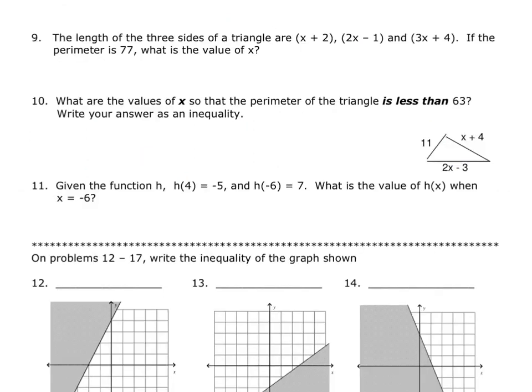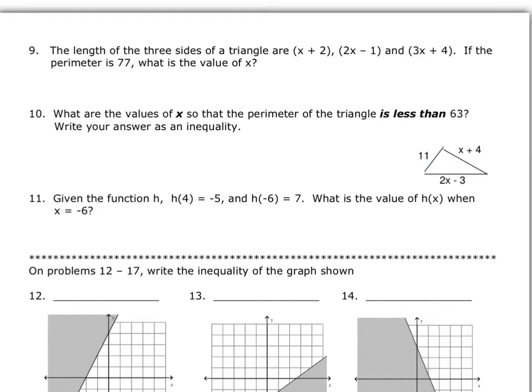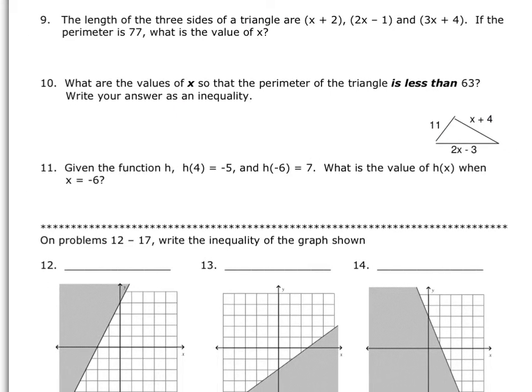Number 9, the length of the 3 sides of a triangle are x plus 2, 2x minus 1, and 3x plus 4. If the perimeter is 77, what is the value of x? Okay, to solve this, I need to understand a few things. One, we're looking at perimeter, and perimeter means that we are adding the sides up. So we're going to add these 3 expressions up: x plus 2, 2x minus 1, and 3x plus 4. And then we're saying that that perimeter, in terms of x like that, is 77.